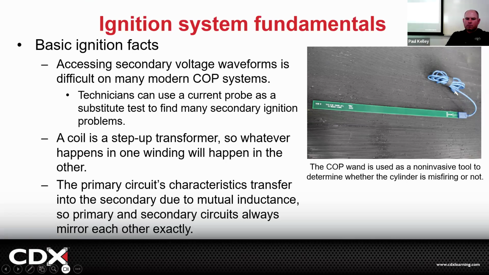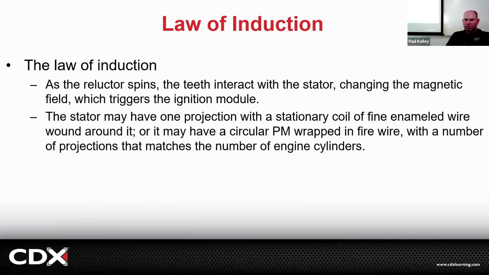So as we continue, the primary circuit's characteristics transfer into the secondary due to mutual inductance. Whatever's on the primary is on the secondary, and whatever's on the secondary is on the primary. Just different numbers, but the same shape when we look at a waveform. With induction, we also use induction for a reluctor spinning and the teeth interacting with the stator. When we want to control the coil, we need to know where the engine's at. So we're going to use a type of sensor that uses induction.